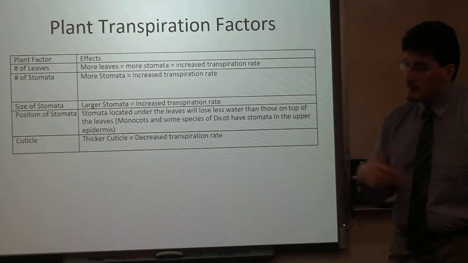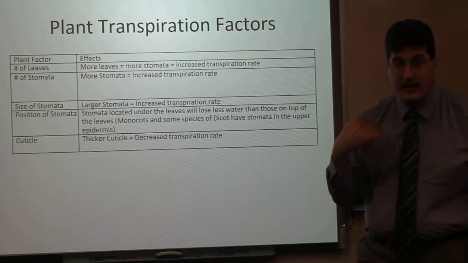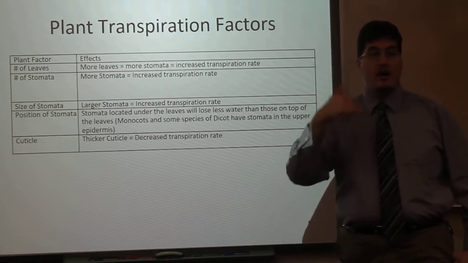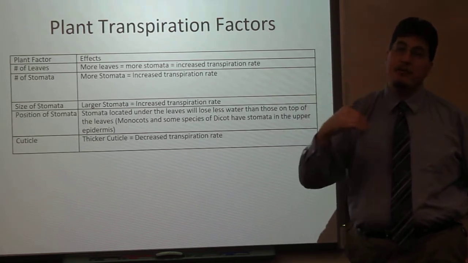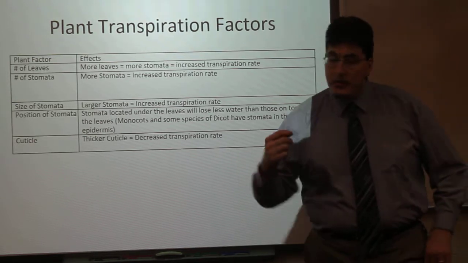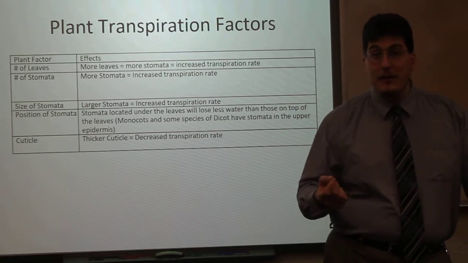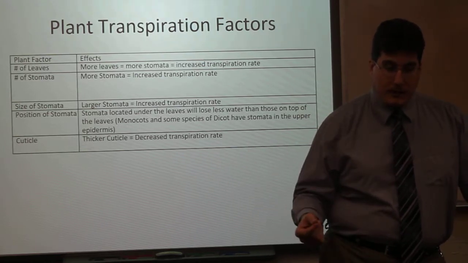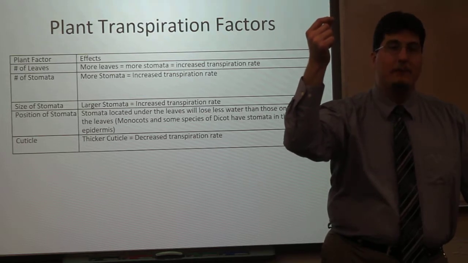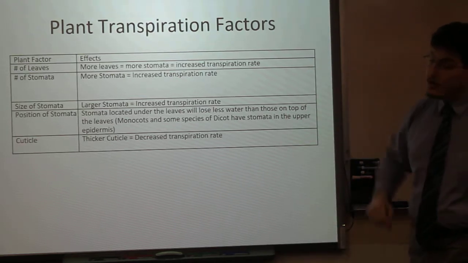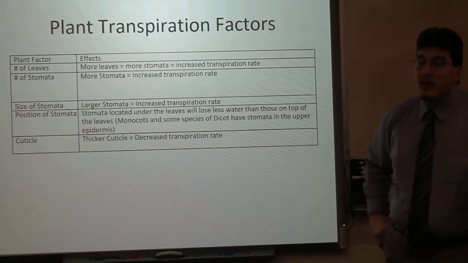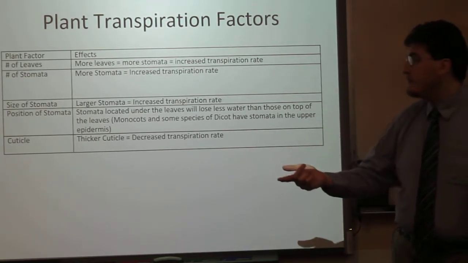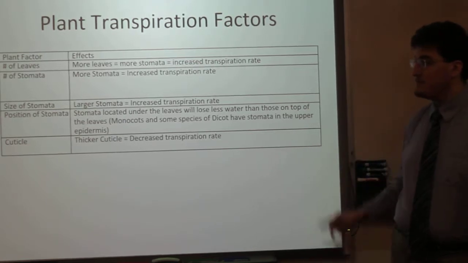The position of the stomata: if they are positioned on the underside of the leaf only, that will decrease your rate of transpiration. If they are positioned on the underside and the top of the leaf, that will actually increase the rate of transpiration. Now, the reason for this is actually fairly simple. Water vapor rises, and if you're on the top of the leaf, it's fairly easy for water vapor to rise out of the leaf from the top. So a cuticle is a waxy layer on the leaf that prevents the loss of water. A thicker cuticle will prevent more water from leaving the leaf. So a thicker cuticle will decrease the rate of transpiration.